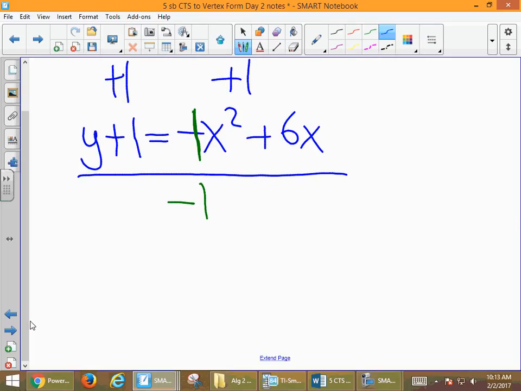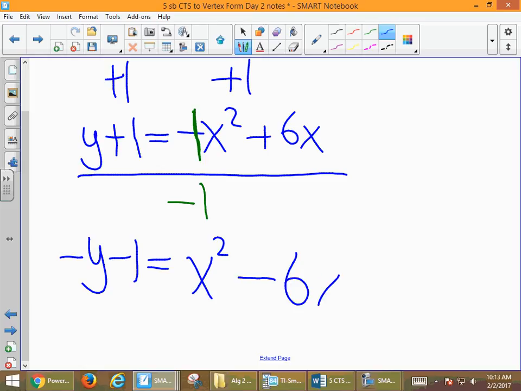And so we have y divided by negative 1. But y divided by negative 1, that's just the same as negative y, correct? And so I'm just going to turn this into negative y. And then what is 1 divided by negative 1? Negative 1. And then we have negative 1 divided by negative 1, which gives us 1. That's our leading coefficient that we want when we complete the square. And then lastly, what's 6 divided by negative 1? Tiffany? Negative 6. We have negative 6x.